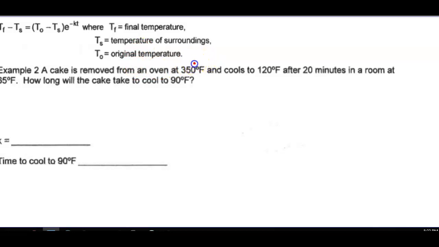This time, a cake is removed from the oven at 350 degrees. That was its original temperature because it sat in the oven long enough to get that surrounding temperature up, the cake all the way up to here. It cools to 120. This was its final temperature after 20 minutes in a room at 65 degrees Fahrenheit. So that's the temperature of the surroundings or the medium. How long until it gets down to 90 so we can finally frost it?